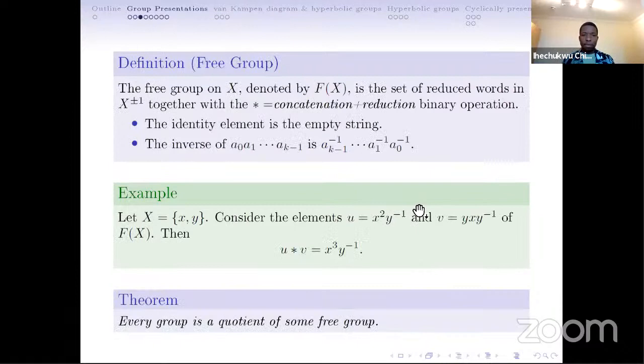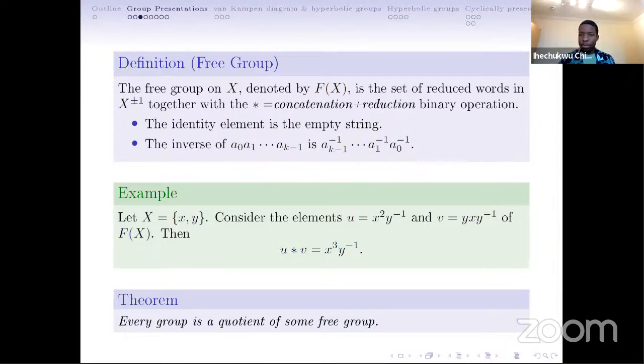Okay, so now let's define what a free group is. A free group is just a set again, a set of reduced words this time. So you have your alphabet here. And the free group on X is the set of reduced words in this alphabet together with an operation. The operation is concatenation plus reduction. So how do you multiply two elements in your group? You just concatenate them, you just join them, and if there is any cancellation, you cancel that, you reduce the word. The identity element is the empty string, and the inverse of a word is of this form.